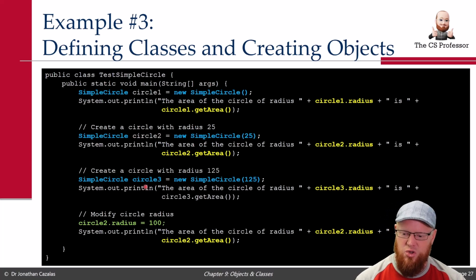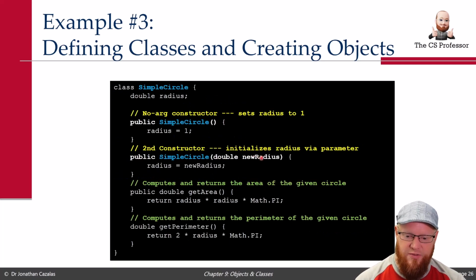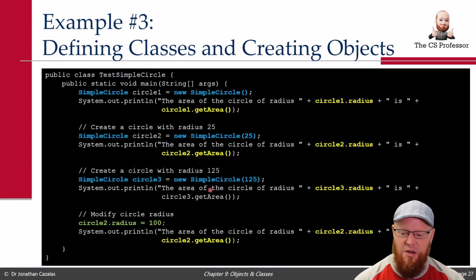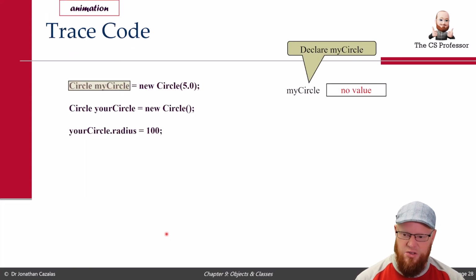And we simply make 2 other circles with a specific radius sent over to the constructor. So in this example, we send over 25 to the constructor, and 25 becomes newRadius, which gets saved into the variable radius. And then finally, we print out that information. And on this last line here, we simply update the radius of circle 2, demonstrating that we can update that data member value. What follows is just some visual depictions of that same thing.